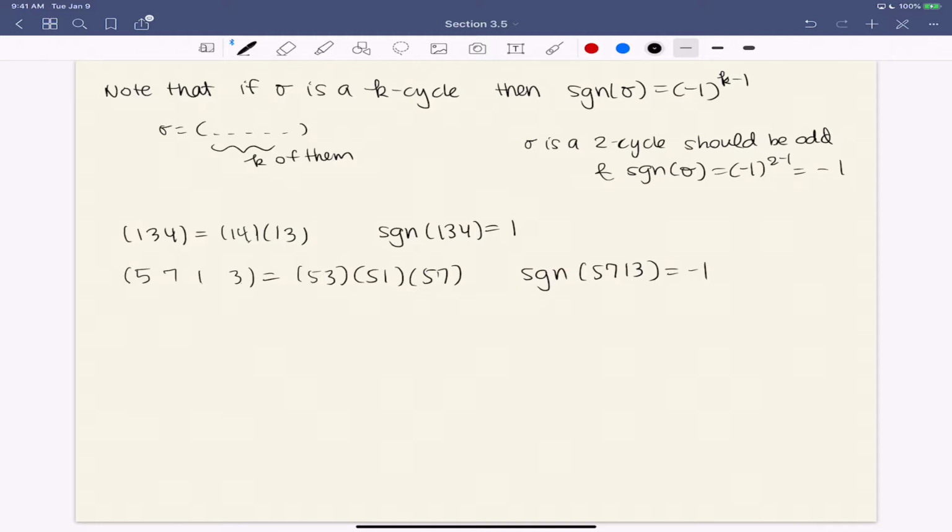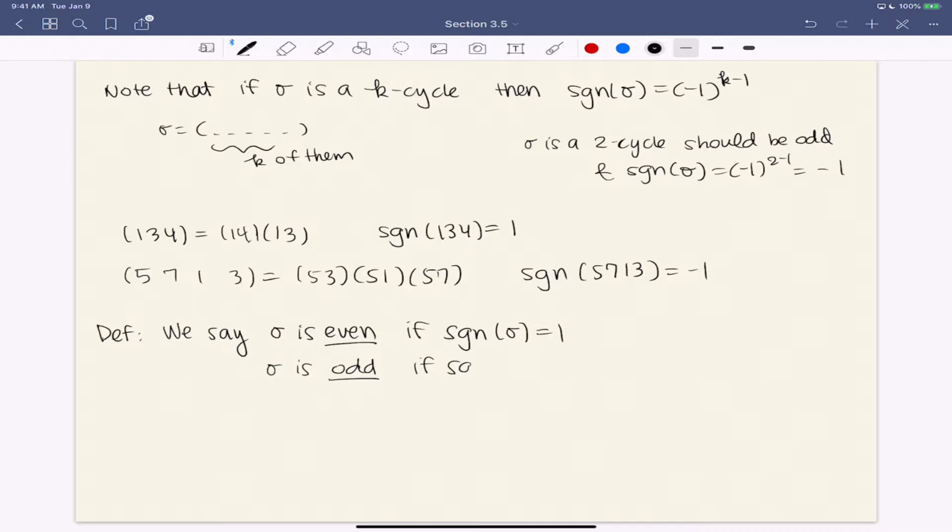And so the word that I used, and I should define it officially, so we say sigma is even if the sign of sigma is 1, and sigma is odd if the sign of sigma is -1. So this can be a little confusing, right? Every cycle of even length is odd, and every cycle of odd length is even.